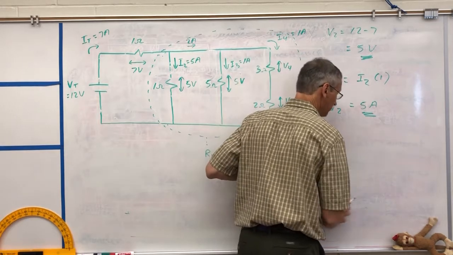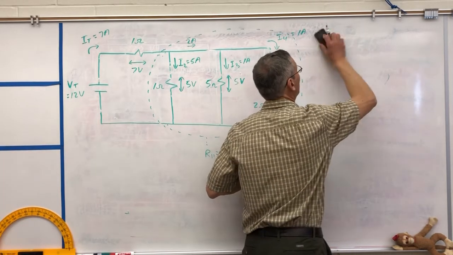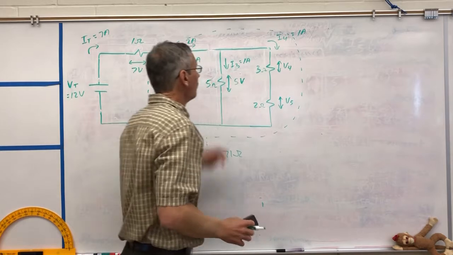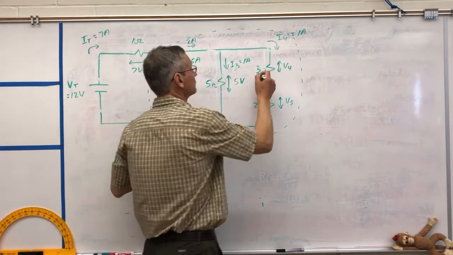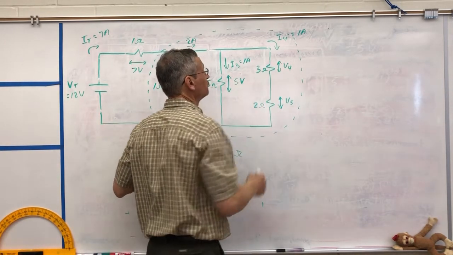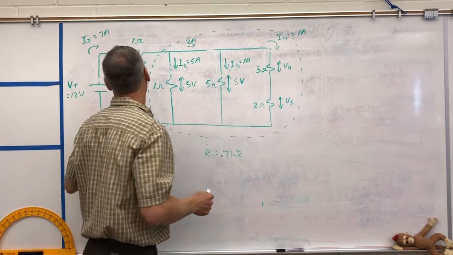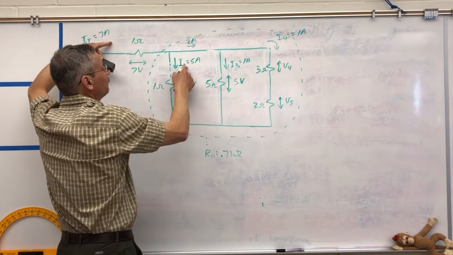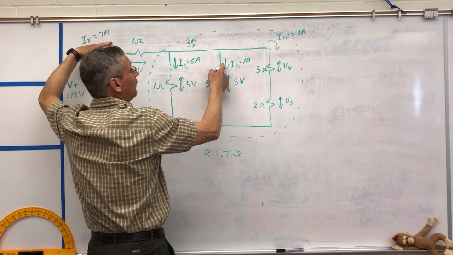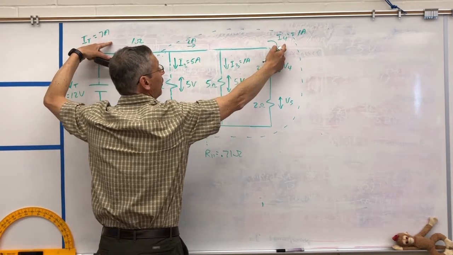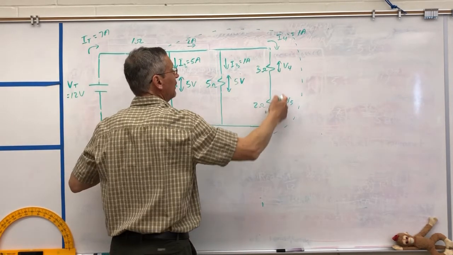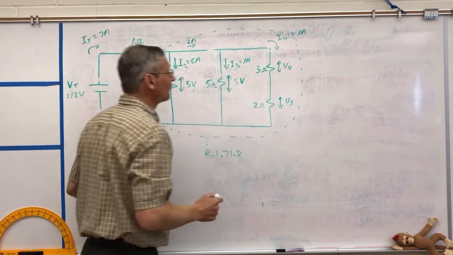Okay, let's do the last branch. First of all, what's the current through both these resistors? Well, it's going to be the same, right? You start off with 7, you lose 5, you lose 1. So yeah, there's going to be 1 amp left going through these.